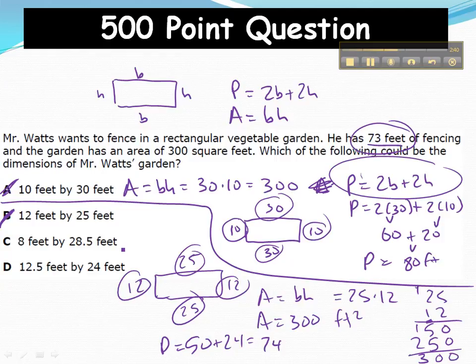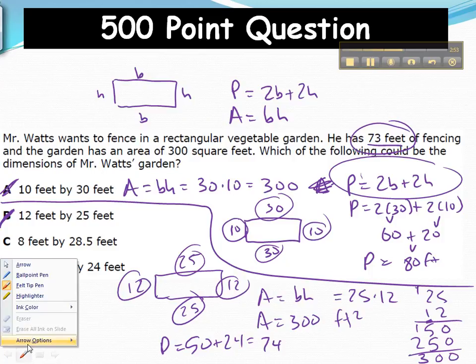Answer choice C. I'm running out of room here. I'm going to clear off what I have so far. If you need to write any of that down, go ahead and pause the video, write it down, and then I'm going to clear it off.